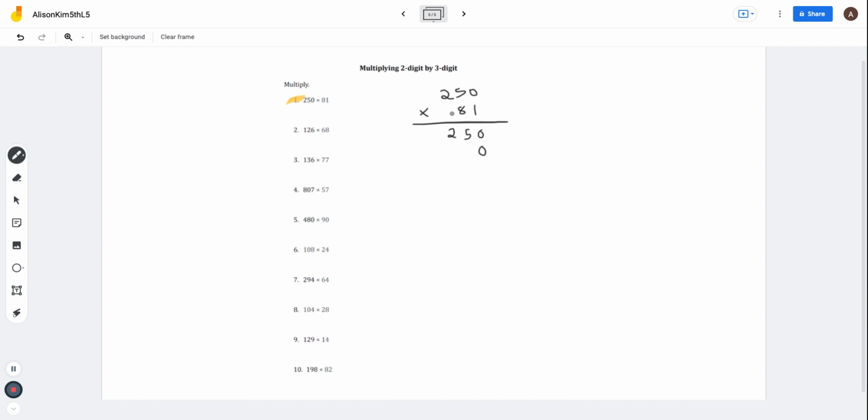Now we multiply. 8 times 0 is 0. 8 times 5 is 40. We're going to bring down the 0, but bring up the 4. 8 times 2 is 16. 16 plus 4 is 20. And then we're going to add.